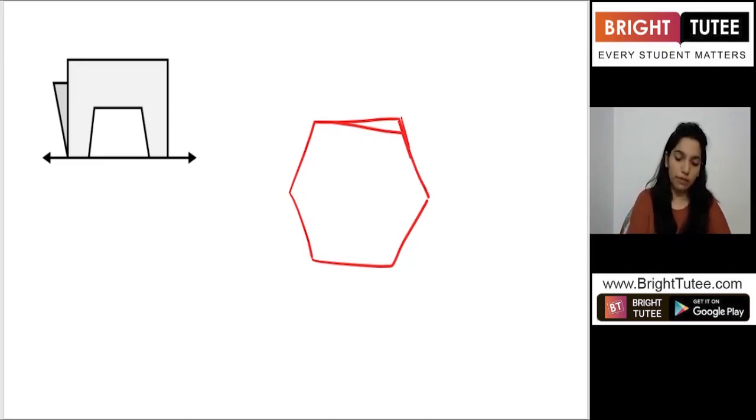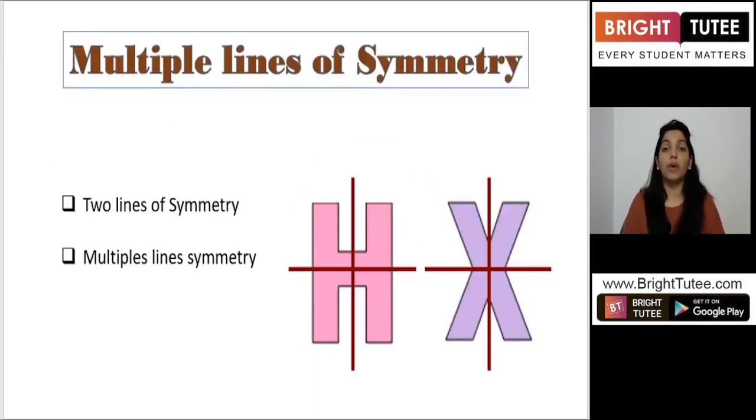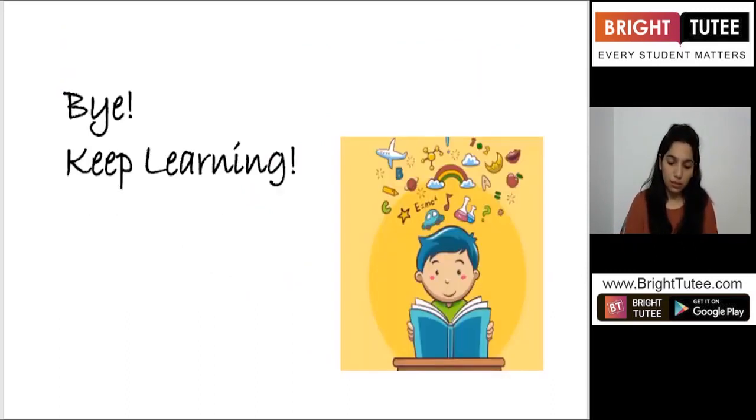And with this, we have completed this particular lesson where we learned about the figures which are having two lines of symmetry and the figures that have got multiple lines of symmetry. And with this, we are done with this particular lesson of multiple lines of symmetry. In the next lesson, we learn something more in symmetry.